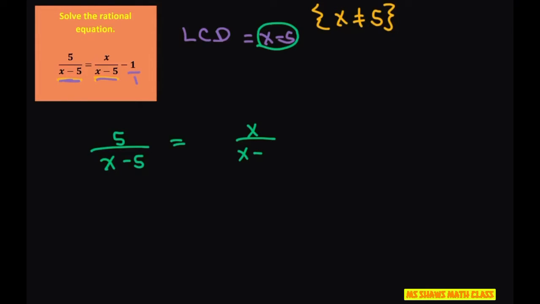Now the next step is to find your least common denominator. Put that in fraction form, and we just have x minus 5. So what I'm going to do is clear the fractions by multiplying by my least common denominator. So I have 5 divided by x minus 5 equals x divided by x minus 5 minus 1. And what you're going to do is multiply each of these terms by your LCD, your least common denominator.